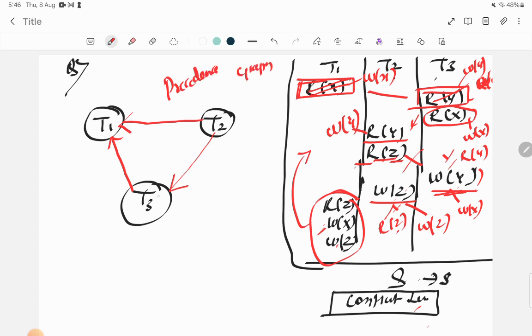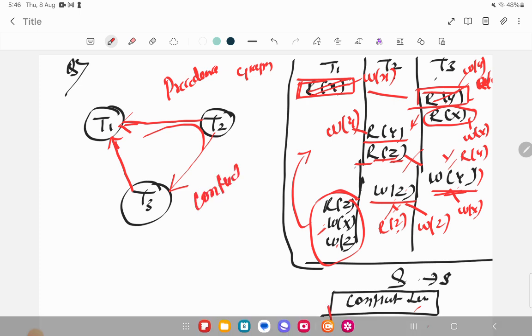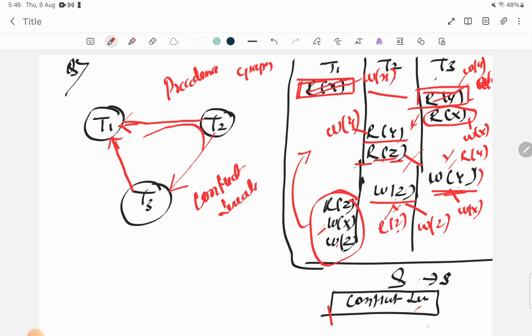So can you see, is there any cycle here? Cycle means like this, it should form up. No, there is no cycle. You can see here, as two edges are going to the same node, it doesn't form any cycle. It means that this is conflict serializable.